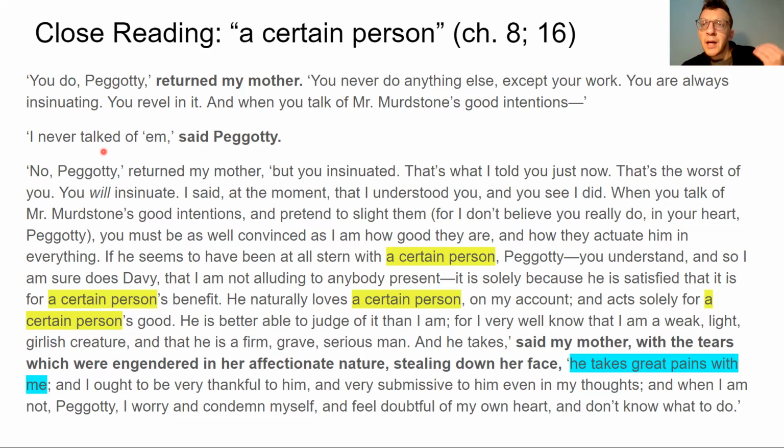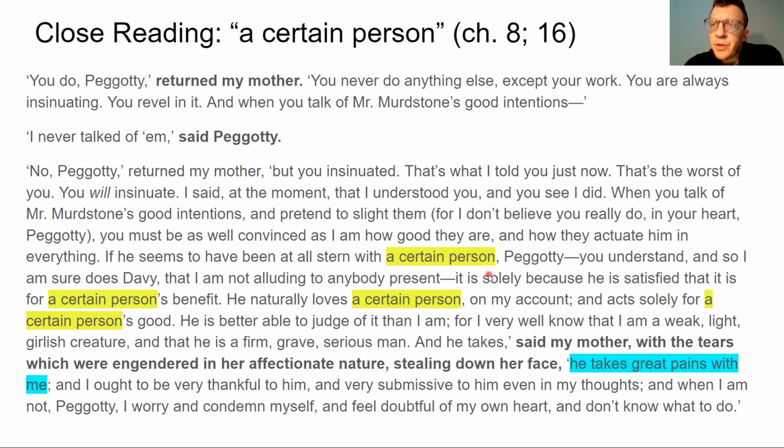And so being aware constantly of these multiple levels of discourse and understanding will really help enrich some of the complexities of this exchange that otherwise can maybe make a reader dismissive of Clara Copperfield in a way that I think is unfair. And so where I want to look is in particular this sentence here about a certain person. So I'm going to read this again and kind of talk about it as I go through. "If he seems to have been at all stern with a certain person, Peggotty," dash.